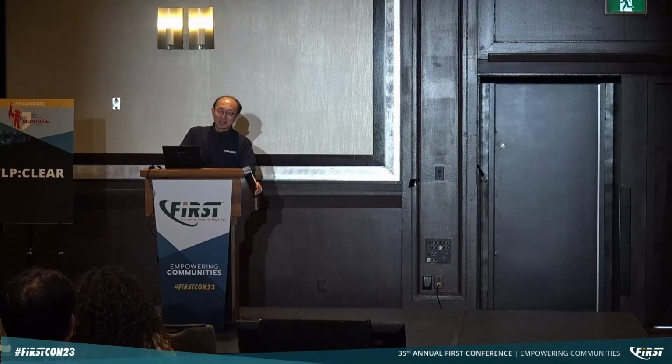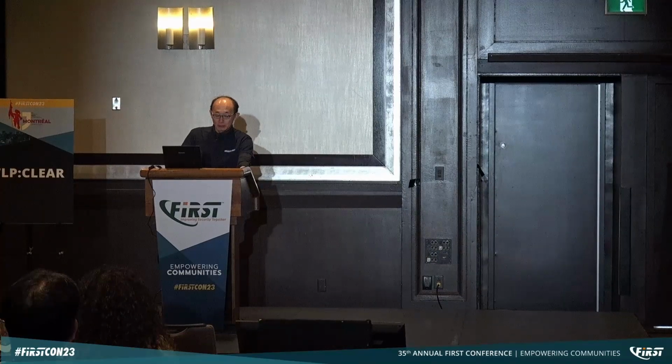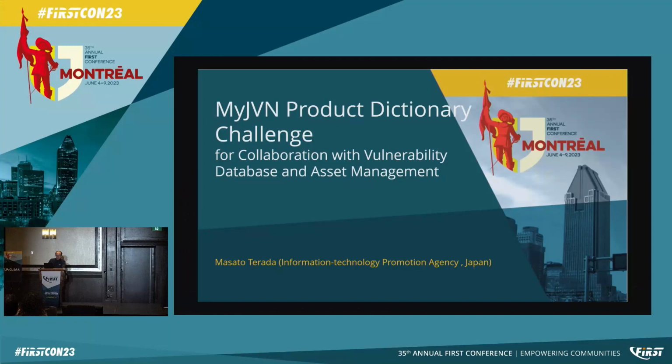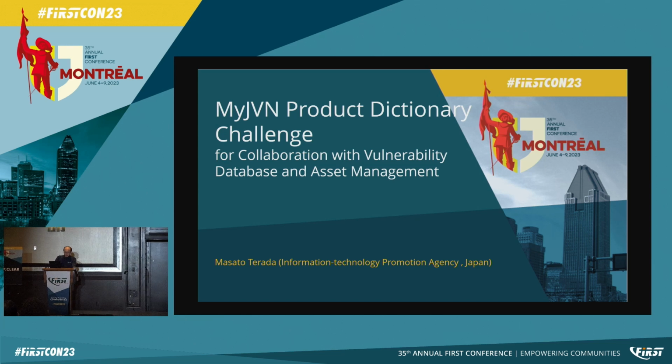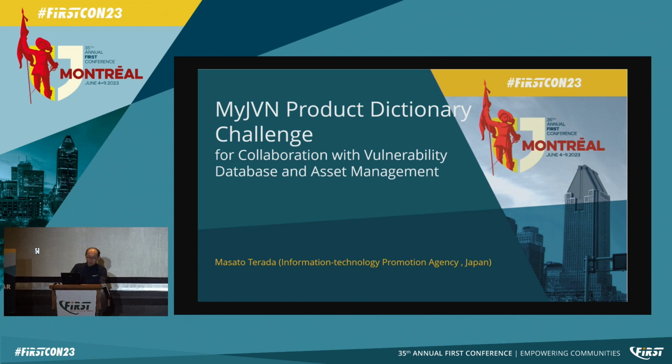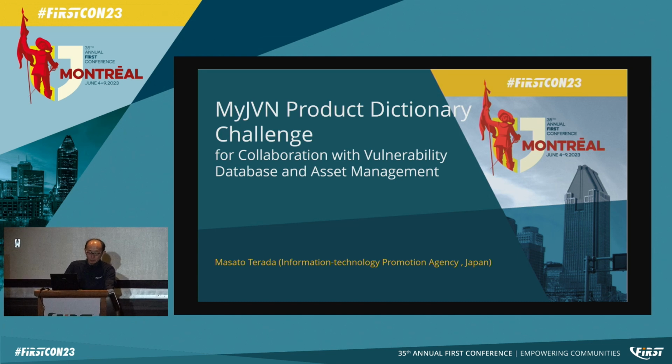I will show the MyJVN Product Dictionary challenge for collaboration with the vulnerability database and asset management. As cyber attacks become more sophisticated, information systems face more serious threats. To prevent damage from cyber attacks, it is necessary to respond quickly to disclosed vulnerabilities. This presentation covers the concept of the MyJVN Product Dictionary, which supports collaboration between the vulnerability database and asset management in order to construct an environment that enables rapid response to cyber attacks.